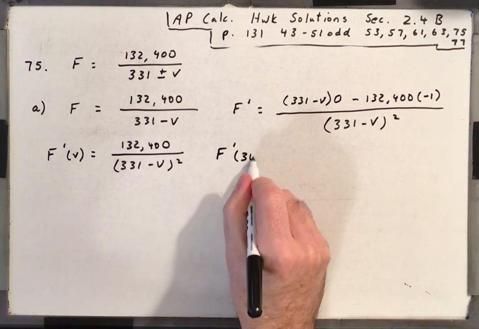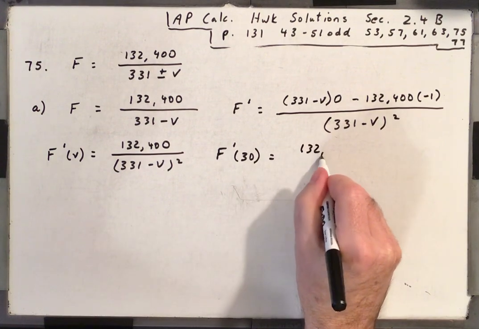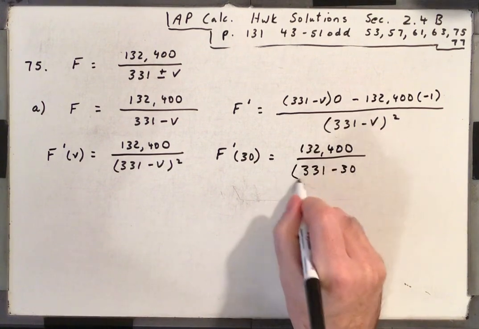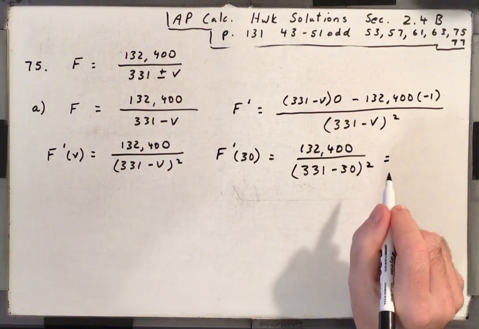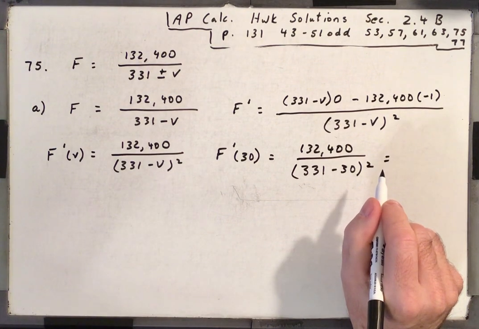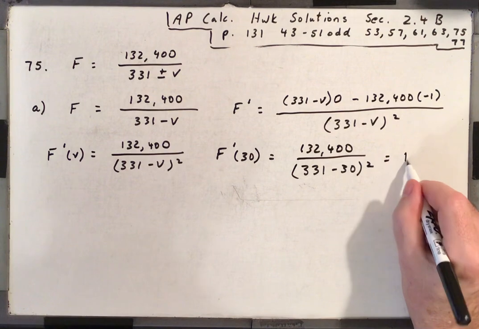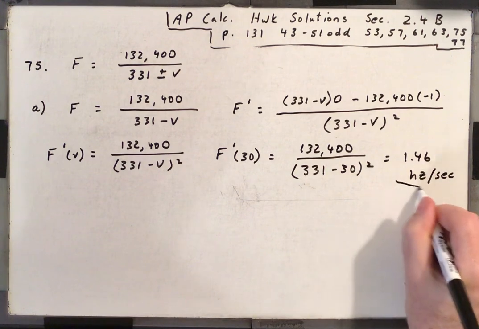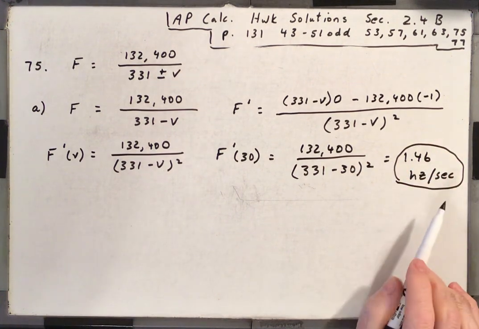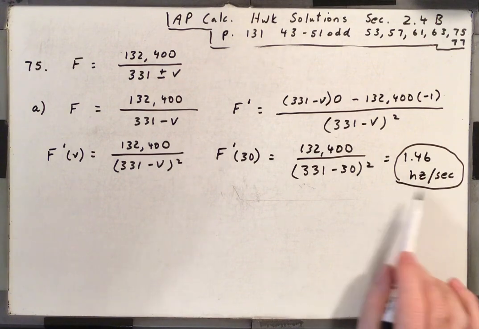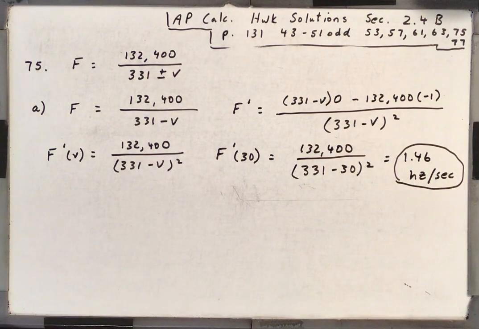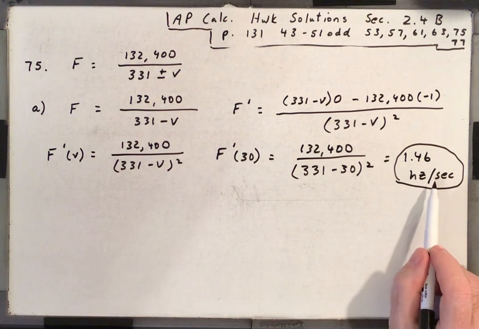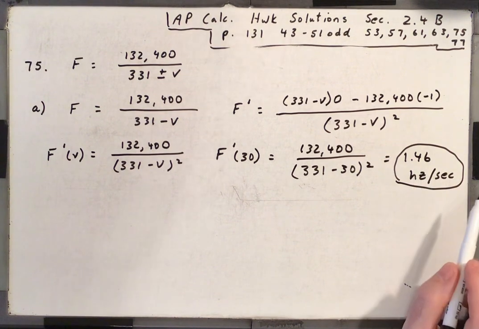We want to know what it is at 30, so that's 132,400 over 331 minus 30, so that's 301, all squared. And if your calculator doesn't betray you, 1.46, and it would be hertz per second. So that's the change in the frequency as it's approaching. So with the Doppler effect, it would be 1.46 hertz per second. The pitch is increasing by that much.